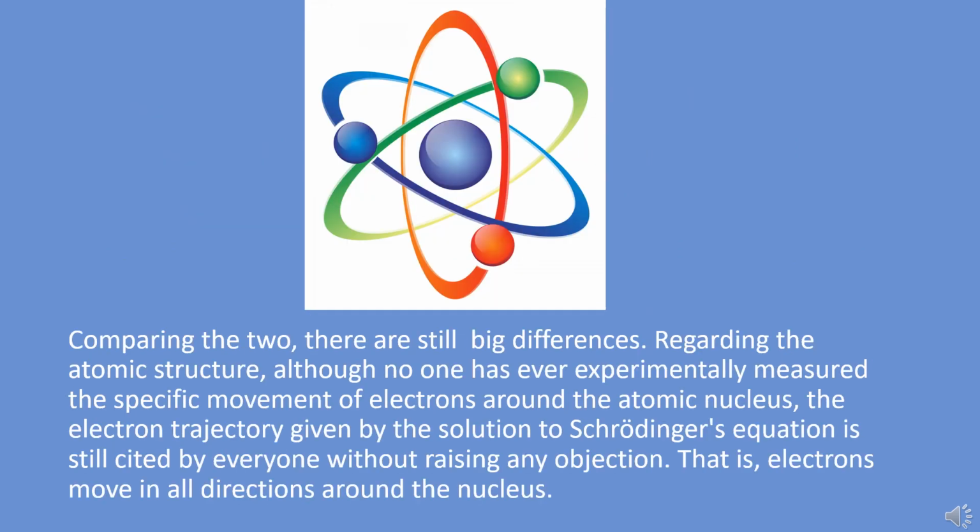But comparing the two, there is a big difference. Regarding the atomic structure, although no one has ever experimentally measured the specific movement of electrons around the atomic nucleus, the electron trajectory given by the solution to Schrödinger's equation is still cited by everyone without raising any objection. That is, electrons move in all directions around the nucleus.